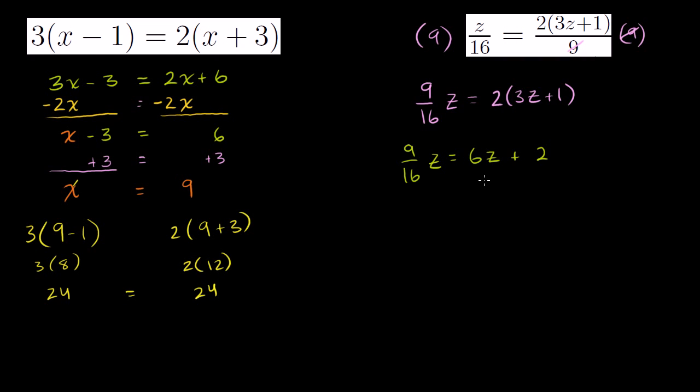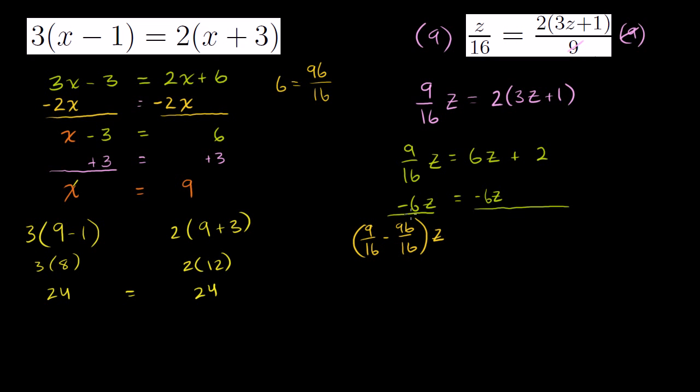Now let's get all of our z's on the same side of the equation. So let's subtract 6z from both sides of the equation. So let's subtract 6z there, and that, of course, equals minus 6z there. And what do we get? On the left-hand side, we get 9 over 16 minus 6. What is 6 if I have 16 as a denominator? 6 is equal to what over 16? Let me think about it. 6 times 16 is 96, so it's equal to 96 over 16. So it's 9 minus 96 over 16z.